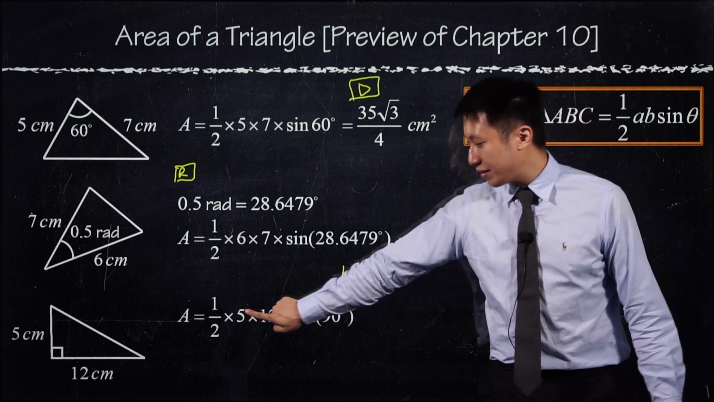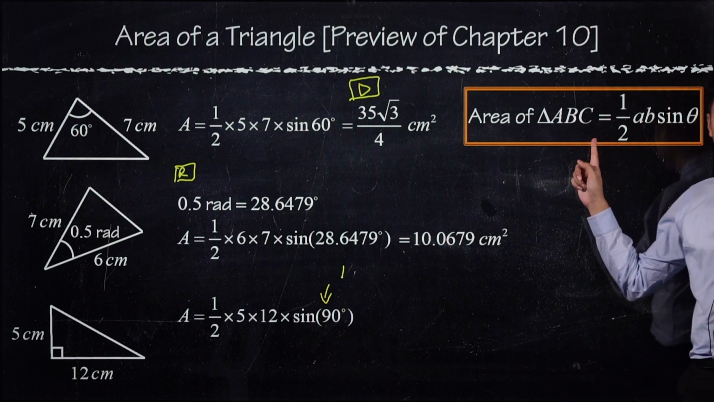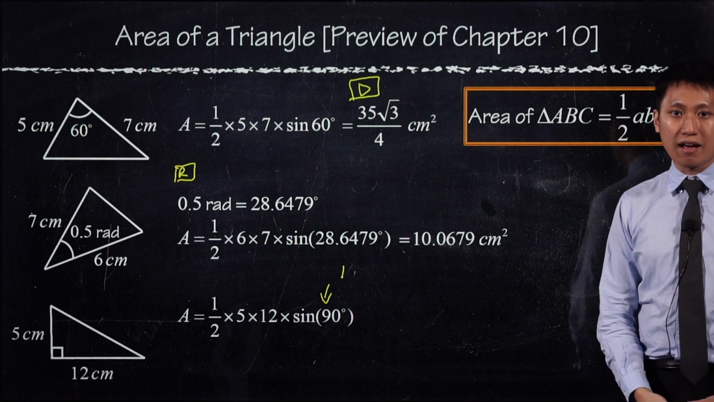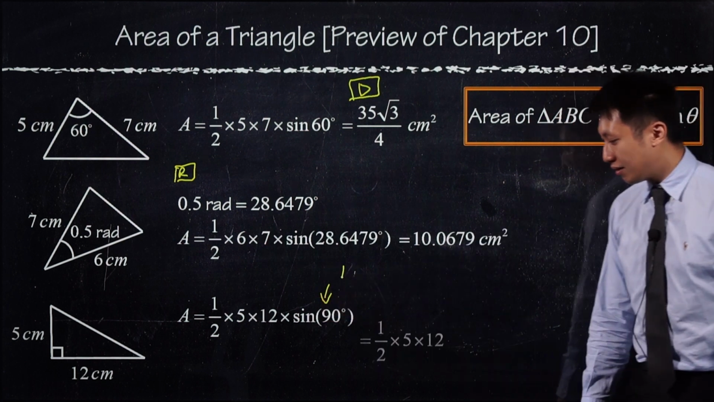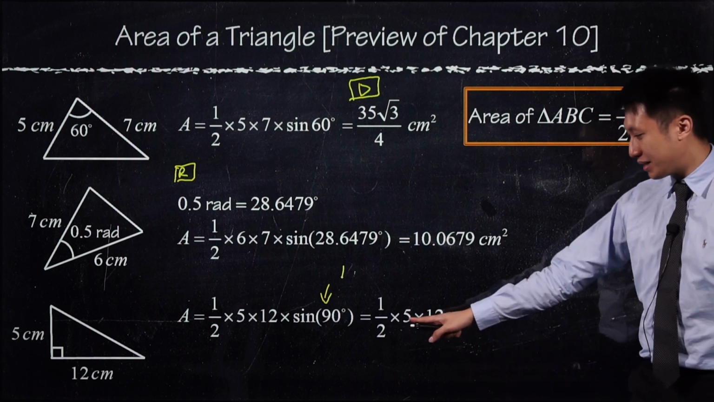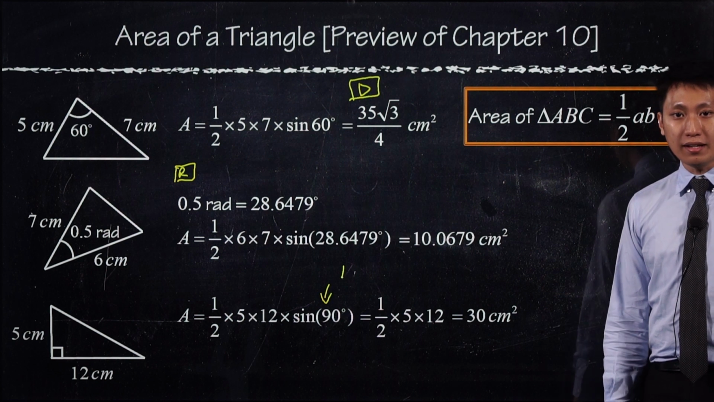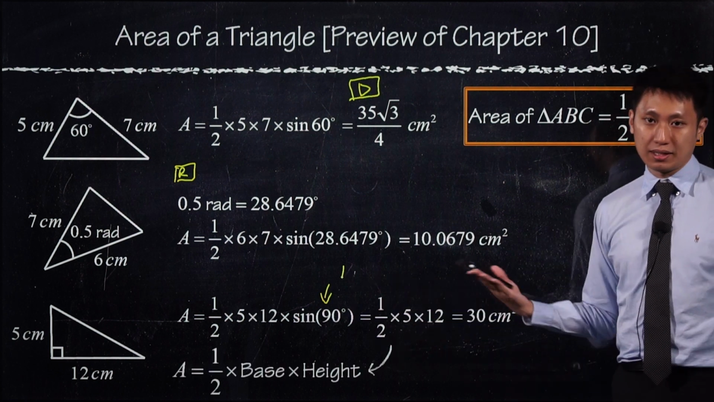Half 5 times 12. Which means that this formula is actually a more general formula than the one that you used to have, base times height divided by 2. It's the same. So you got base times height, which is 30 cm squared. Okay, great. So this one is base times height, same thing.